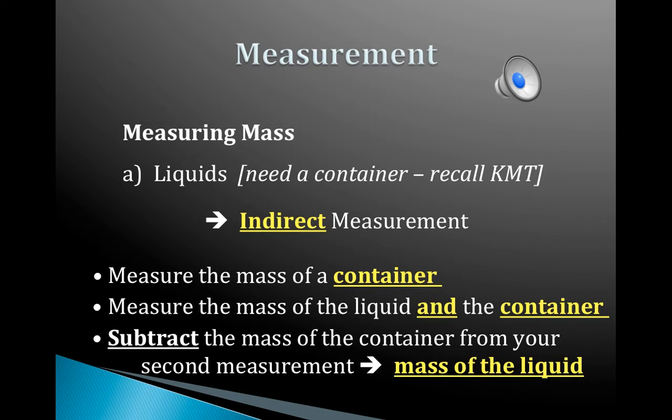But for liquids, we have a problem. Liquids need a container. If we recall the KMT, the particles aren't locked together. If I pour a liquid on a scale, a lot of it's going to slosh off. So that means I first have to put on a container. I have to measure the mass of the container. Then I add the liquid, and now I get the mass of the liquid and the container. Then I subtract the mass of the container from the second measurement, the mass of the liquid and container, to leave just the mass of the liquid.